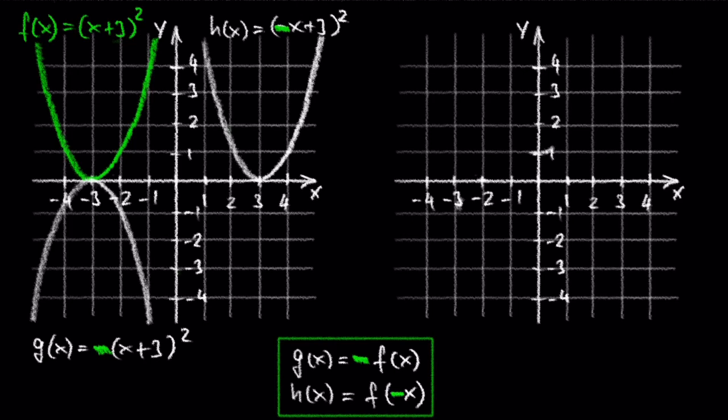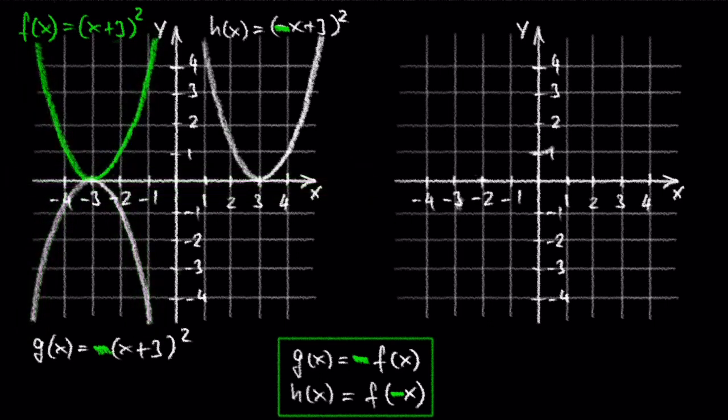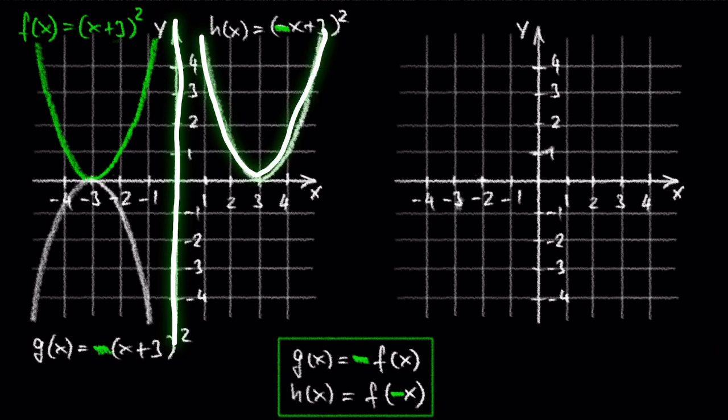So when we think of the x-axis as a mirror, the graph of g of x is the mirror image of the graph f of x. And when we think of the y-axis as a mirror, the graph of h of x is the mirror image of the graph f of x.